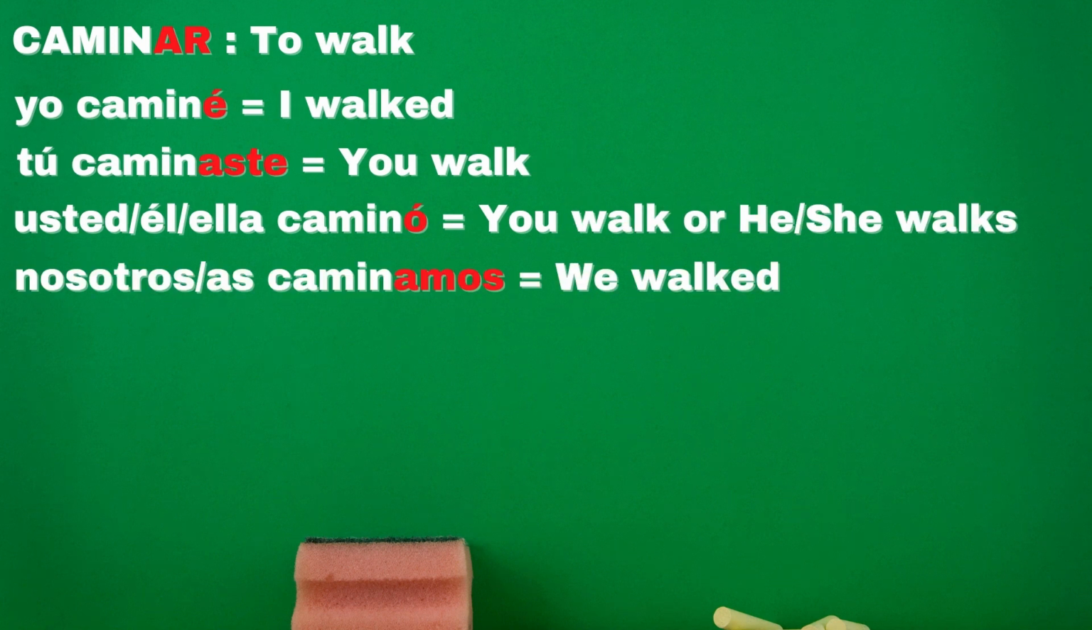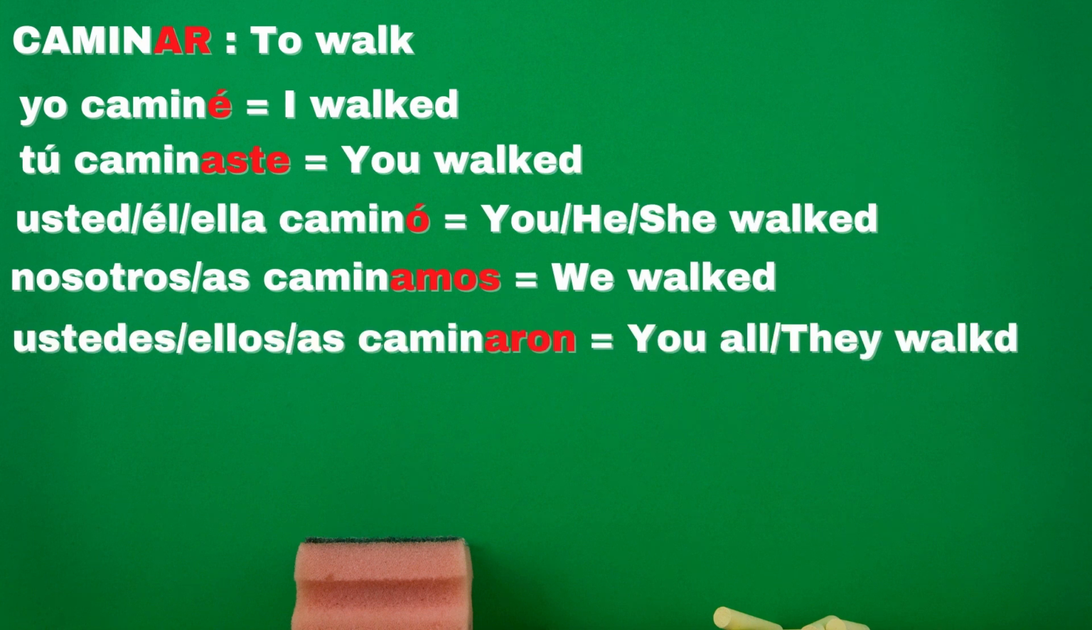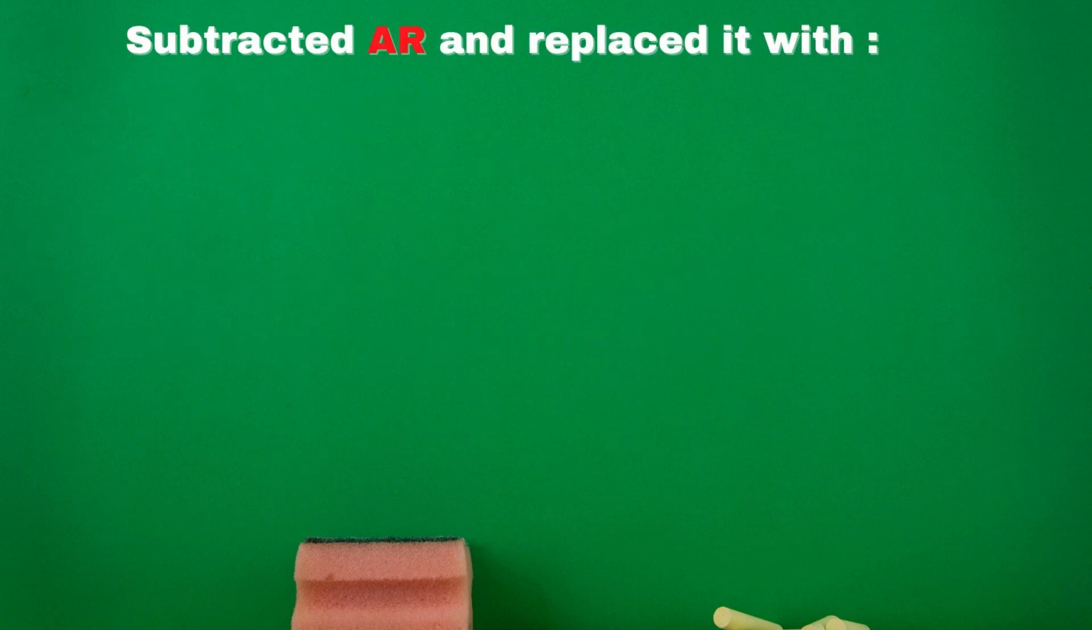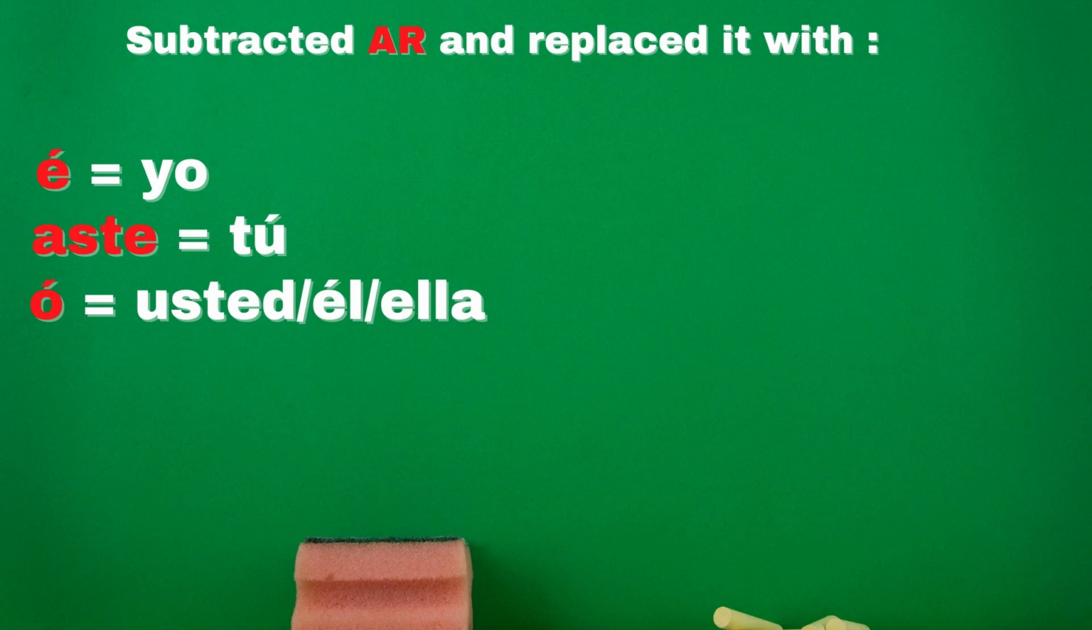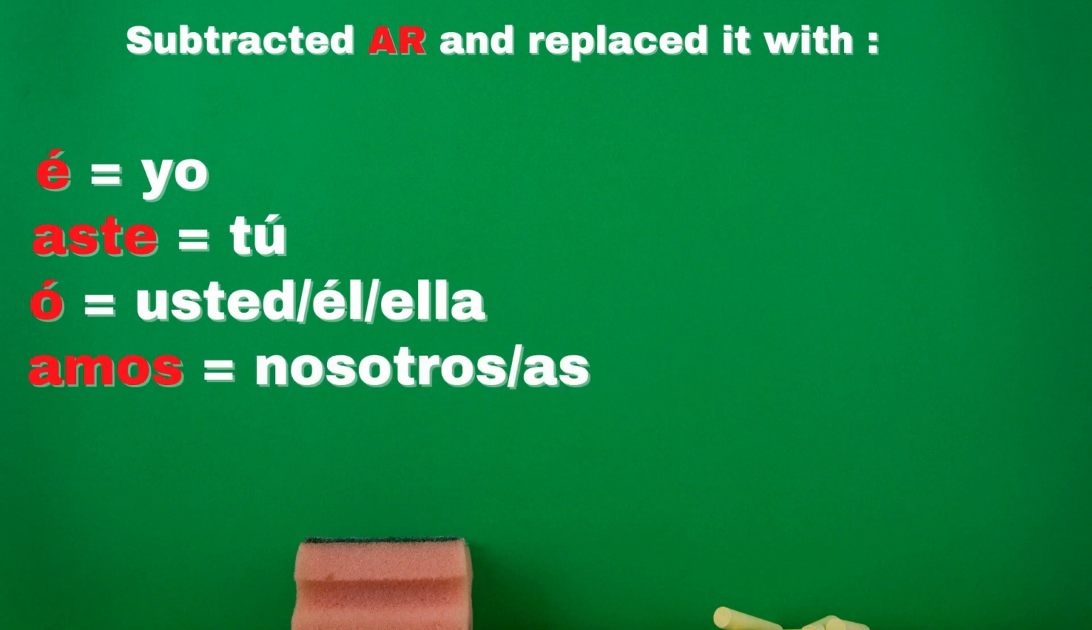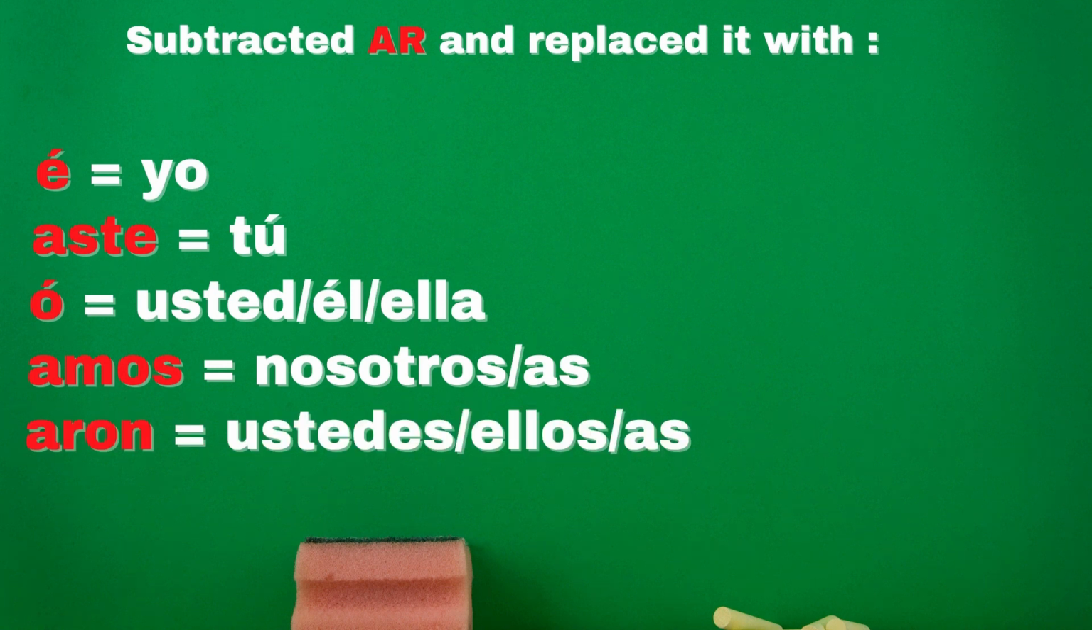Nosotros, nosotras caminamos. Ustedes, ellos, ellas caminaron. As you can see, all we did was subtract AR and replace it with é for yo, aste for tú, ó for usted, él, and ella, amos for nosotros and nosotras, aron for ustedes, ellos, and ellas. And these endings are for all the regular verbs in the preterite that end with AR.